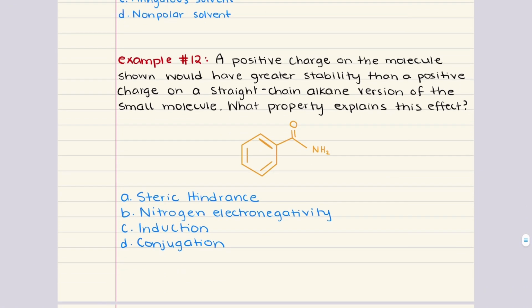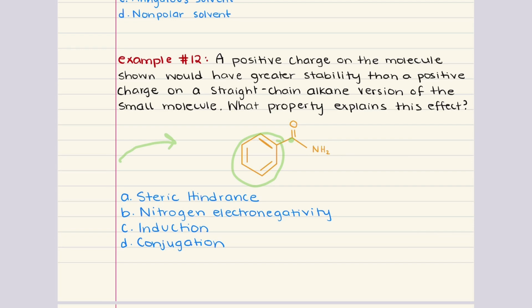Problem 12 says, a positive charge on the molecule shown would have greater stability than a positive charge on a straight chain alkane version of the small molecule. What property explains this effect? In the structure that we're given, we have an aromatic ring that's attached to a carbonyl group, which is further attached to an amine.